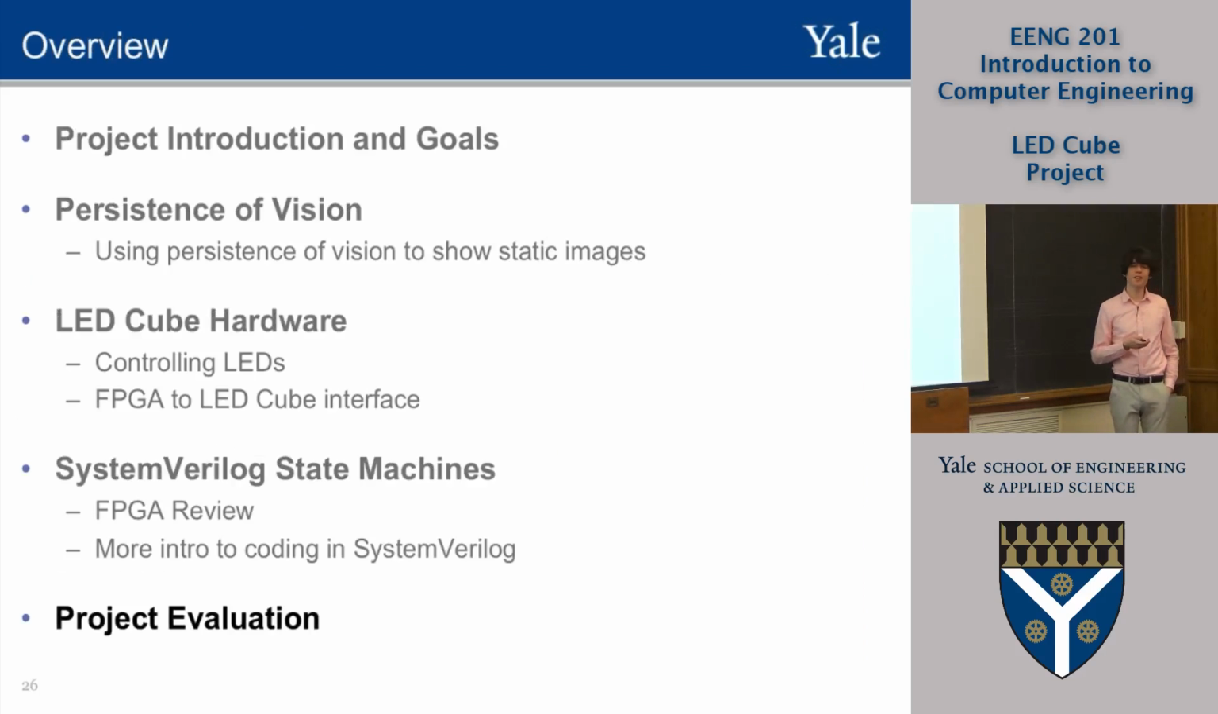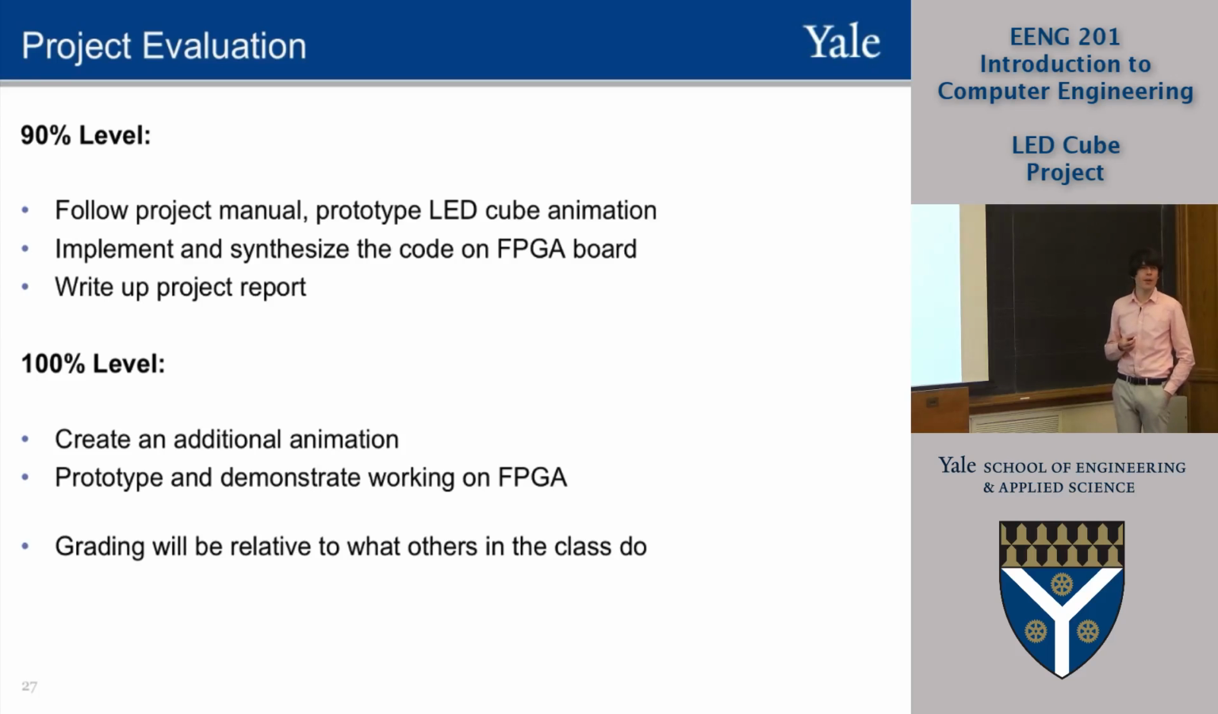So, okay, the most important part, the evaluation. Again, we're doing these 2 levels. For the 90% level of the project, you have to follow the lab manual, implement the FPGA code for controlling the LED cube, and create an animation of a horizontal plane spinning. We give you just the code for the animation that I showed you, where one plane is on, and you have to expand it by adding more states to make the plane actually spin, and then answer some brief questions and write the lab report.